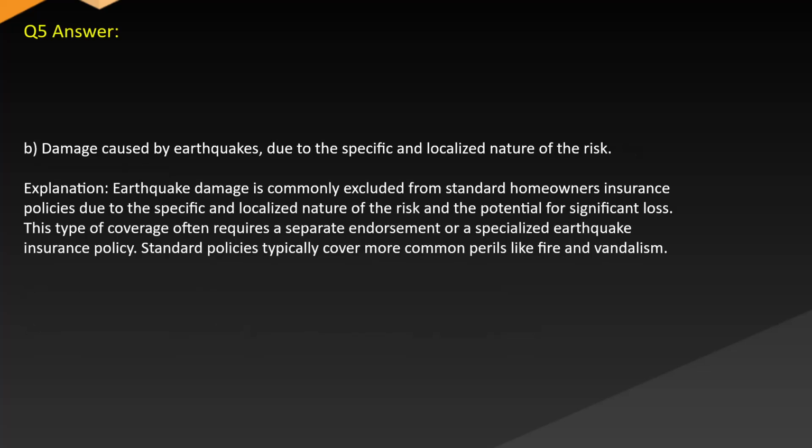Answer: B. Damage caused by earthquakes due to the specific and localized nature of the risk. Explanation: earthquake damage is commonly excluded from standard homeowners insurance policies due to the specific and localized nature of the risk and the potential for significant loss. This type of coverage often requires a separate endorsement or a specialized earthquake insurance policy. Standard policies typically cover more common perils like fire and vandalism.